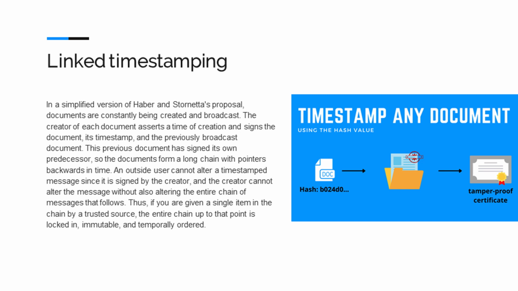Thus, if you are given a single item in the chain by a trusted source, like another user or a specialized timestamping server, the entire chain up to this point is locked in, immutable, and temporally ordered. Further, if you assume that the system rejects a document with incorrect creation times, you can be reasonably assured that the documents are at least as old as they claim to be.